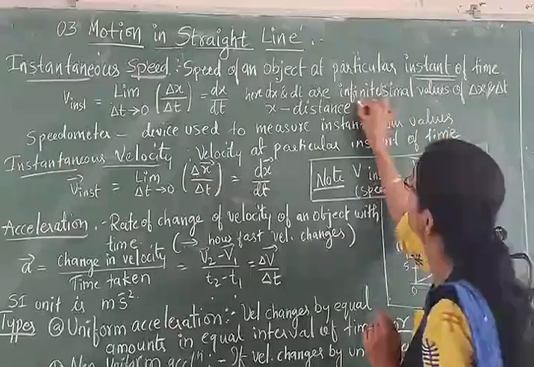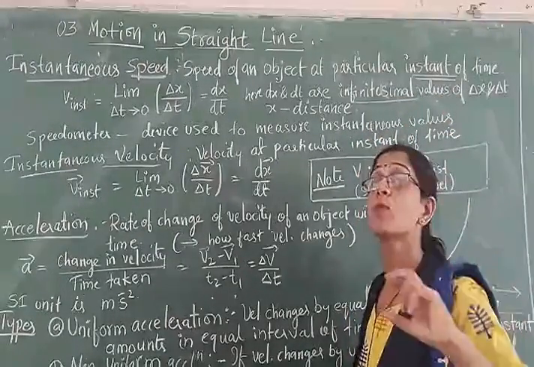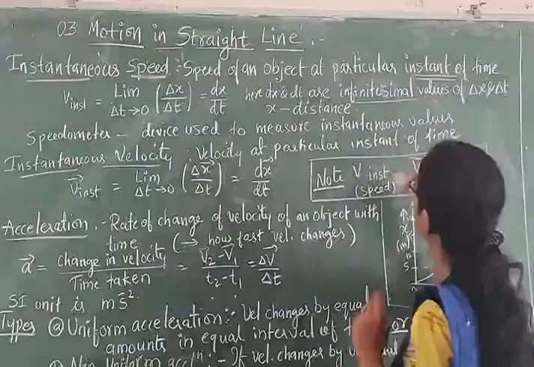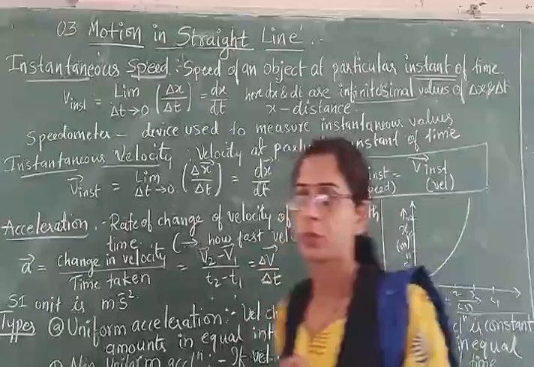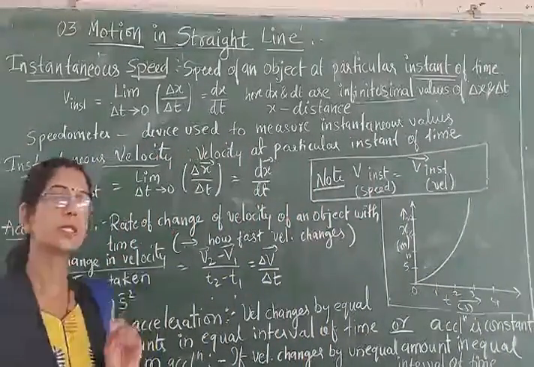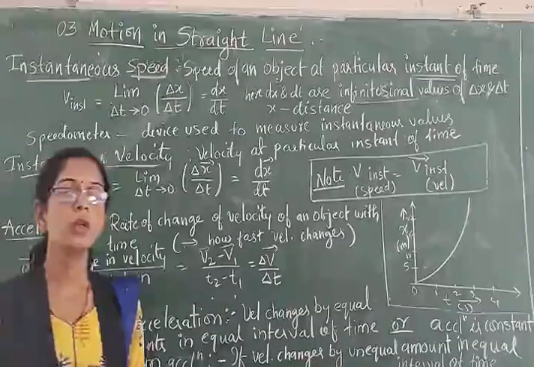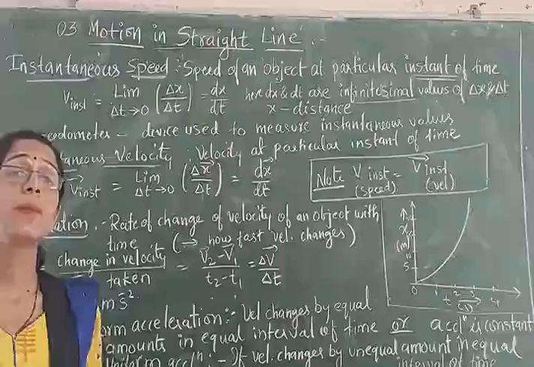Here dx and dt are infinitesimal values. What is meant by infinitesimal? These are nothing but very small values. Very small values of what? Delta x and delta t. So I have used the word speedometer. A speedometer is a device which will measure the value of what? Instantaneous speed.